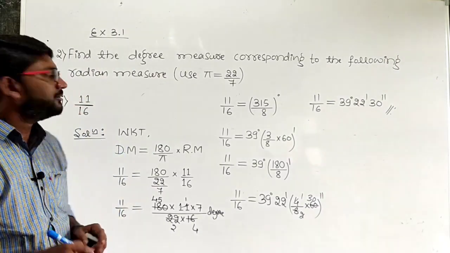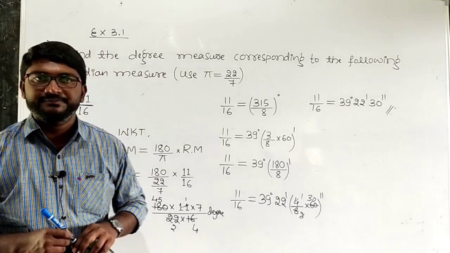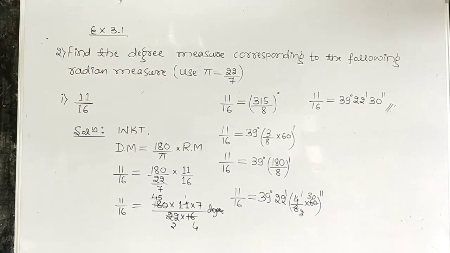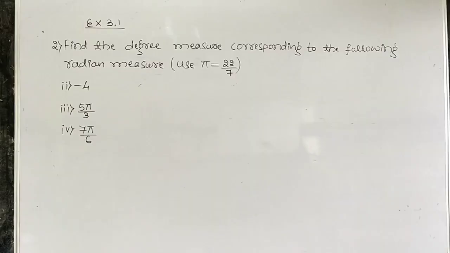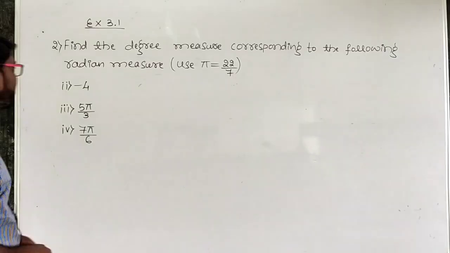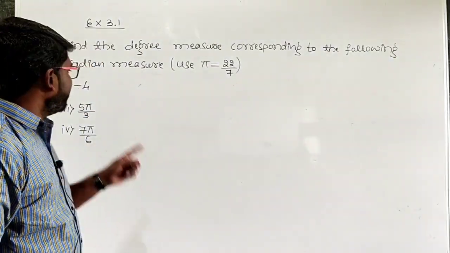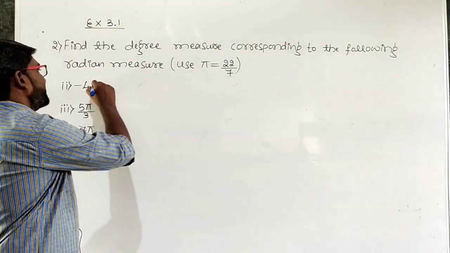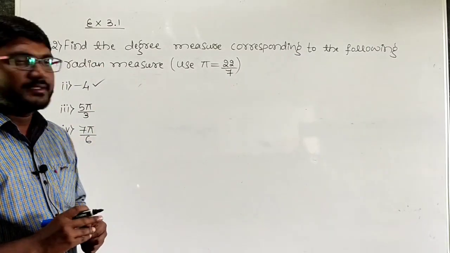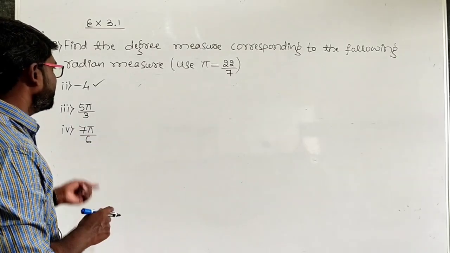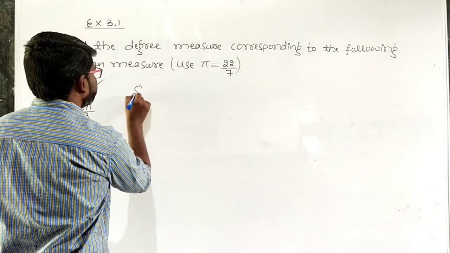So this is all about the first sub question. Well, we have completed the first sub question. So take this second problem as an assignment. You will have to solve this. I'll be solving Roman number 3 and Roman number 4. So let us take up the Roman number 3.